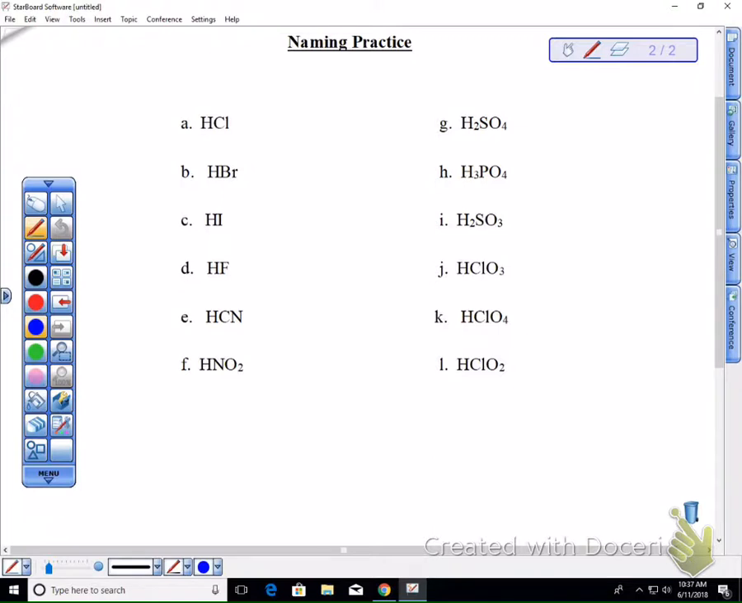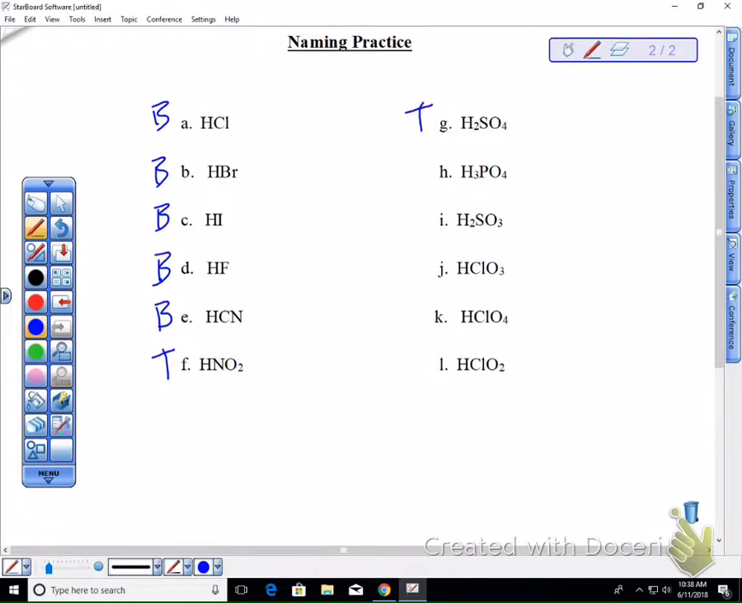HCl, I only see 2 elements, no oxygen, so this is going to be a binary acid. In part B, same conditions, binary acid. In C, 2 elements, only 2 letters, that's even easier, binary acid. And the same with D. E is a little trickier. HCN, there's 3 elements there, there's no denying that, but it's not a ternary acid because it doesn't have the oxygen. So even though there's 3 elements here, this is going to be the binary exception that I showed you earlier. Now, a quick glance at all the other ones starting with F, they have oxygen in them. So therefore, and 3 elements, those are going to be ternary acids.